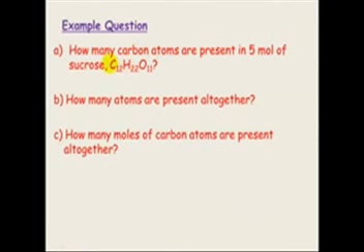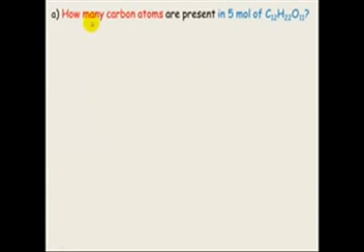So let's have a look at an example question. How many carbon atoms are present in 5 moles of sucrose? And we've been given the molecular formula of sucrose, which has 12 carbon atoms, 22 hydrogen atoms, and 11 oxygen atoms. How many atoms are present altogether? And part C, how many moles of carbon atoms are present altogether? So let's look at the first part of the question.